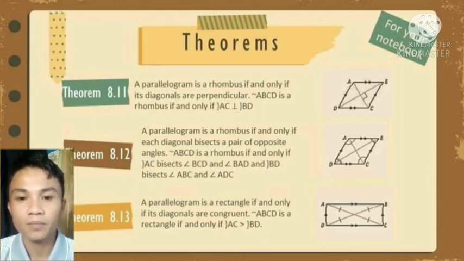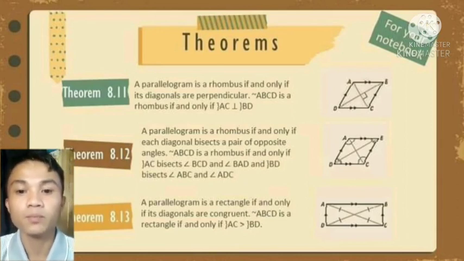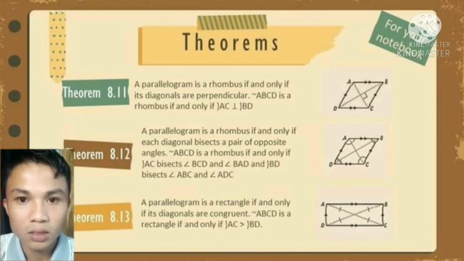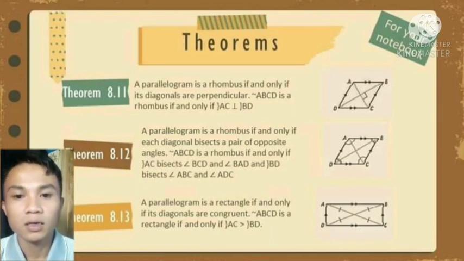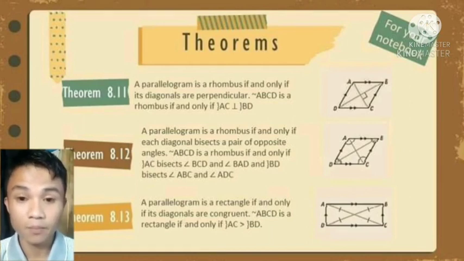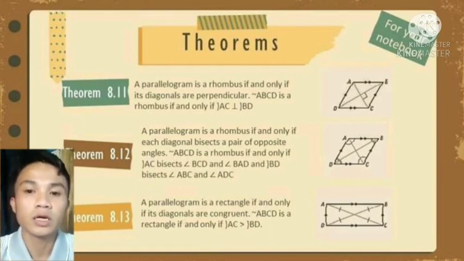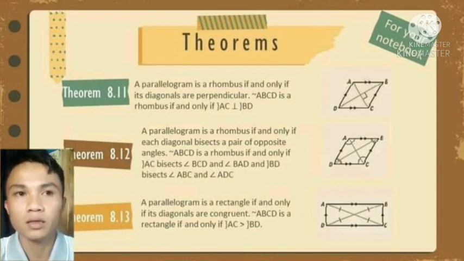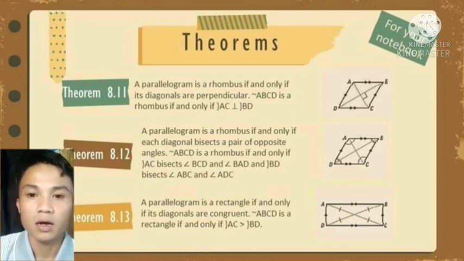if line AC is parallel to line BD. So yun nga, nag-intersect at naging parallel at saka naging perpendicular yung line. So maaari siyang tawagin na rhombus. So makita naman natin doon na nag-intersect then at saka naging perpendicular yung parallelogram.